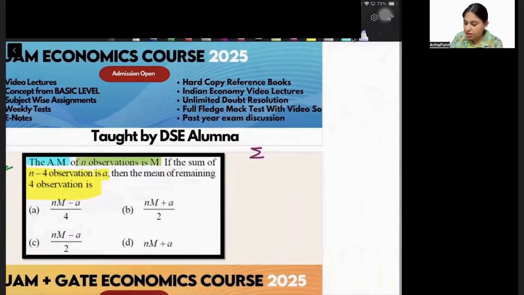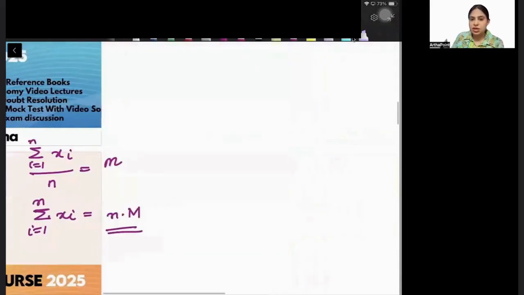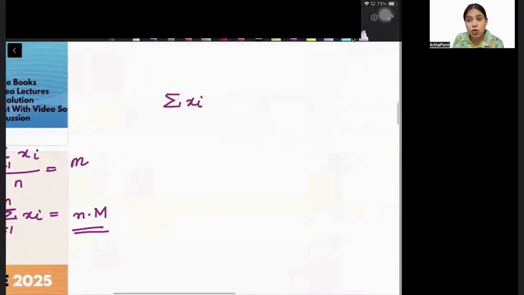तो मतलब जब मैंने n observation को I from 1 to n divide by n, when I find the mean of n observations, I am getting m. So what will be the sum of these n observations, beta? It will be n into m. Clear? It says the sum of n minus 4 observations is a. ठीक है, तो मतलब जब मैंने इन observations को add करना start किया, but कौन सा? The sum of n minus 4 observations. Try to understand. The sum of n minus 4 observations.